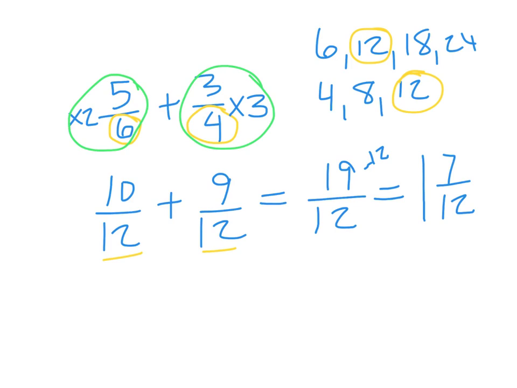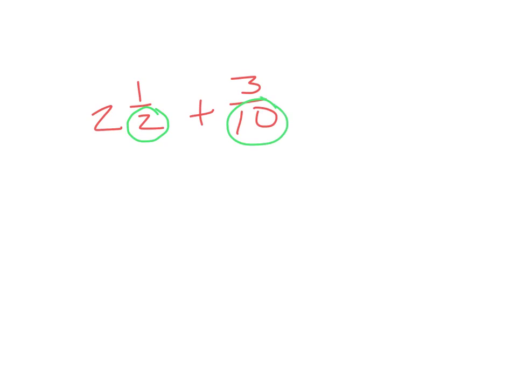Good? All right, let's do when you see a mixed. So if I have 2 1/2 plus 3 over 10. Now we're going to have to do several steps here. So what would be first of all, are these common denominators? No, but the whole lesson's not, so that's okay. So what number can be common between 2 and 10? 10.